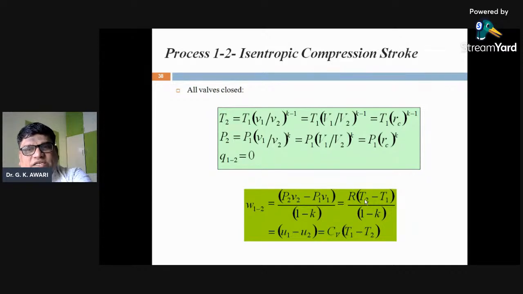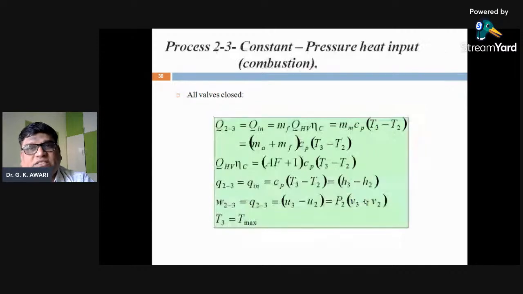So here the work done from 1 to 2 is equal to P2 V2 minus P1 V1 divided by 1 minus k, or R in bracket T2 minus T1 divided by 1 minus k. Okay, so W12 is given by U1 minus U2 is equal to Cv in bracket T1 minus T2. Then constant pressure heat input, combustion, that is all valves are closed.